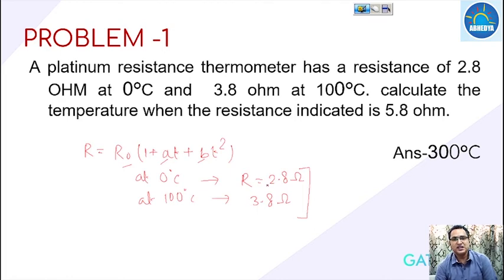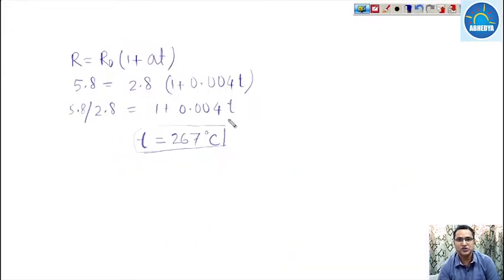So in this type of question, what we basically do is eliminate the BT² term, because the value of B will be very small, so its numeric value will be very small compared to 1 and AT. So our equation reduces to R naught (1 + AT). So now we have to calculate R naught and A.